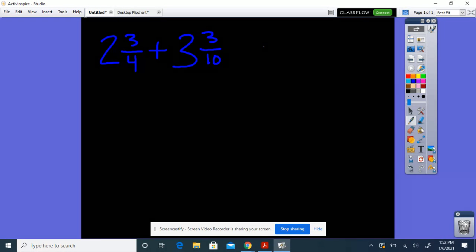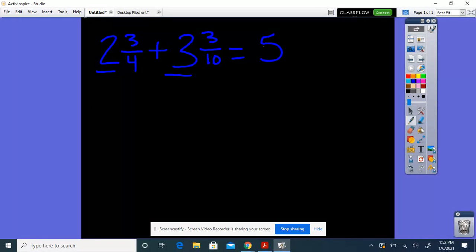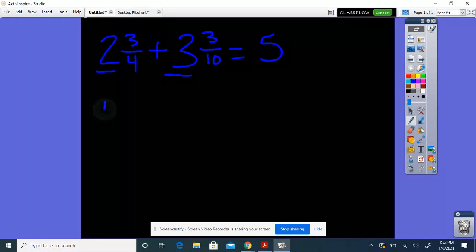My first step is to add my whole numbers. I'm going to add 2 and 3, and that gives me 5. But now I need to add these fractions. These fractions have unlike denominators, so we need to make those common. My first step is to look at the 4, look at the 10, and list the multiples for each.